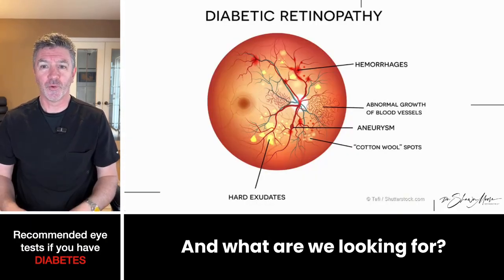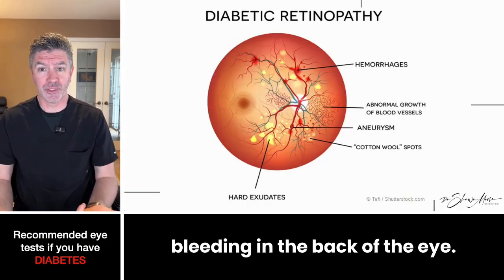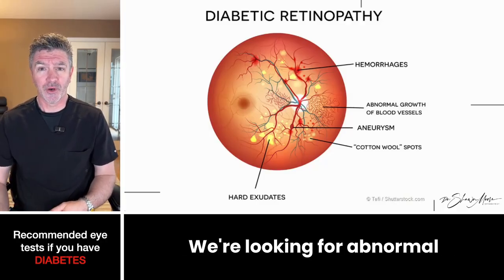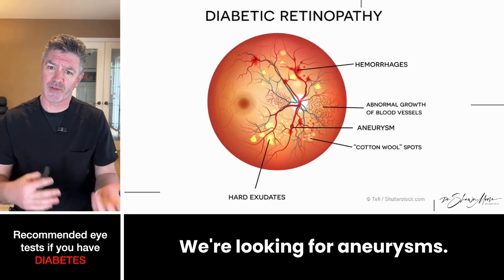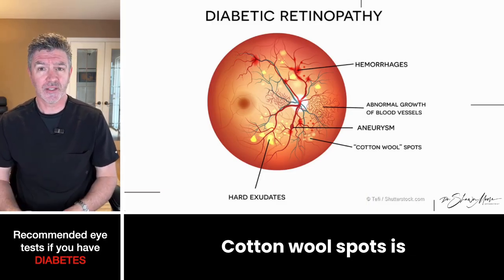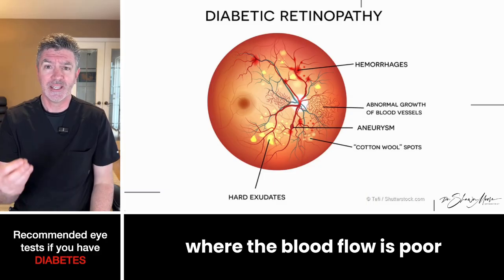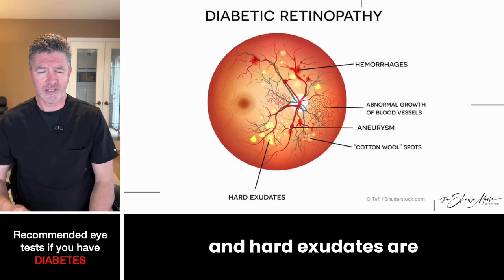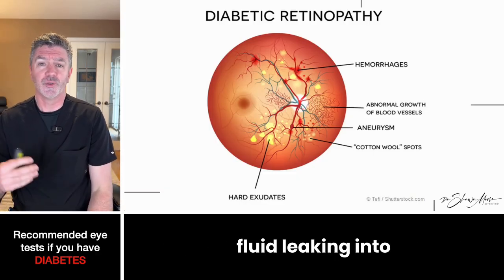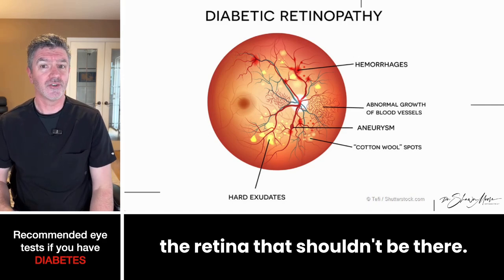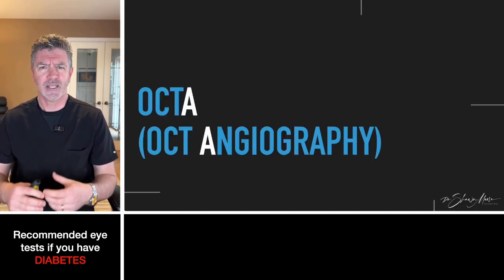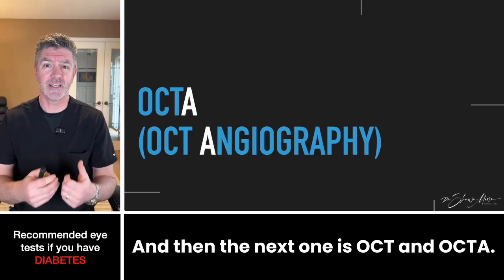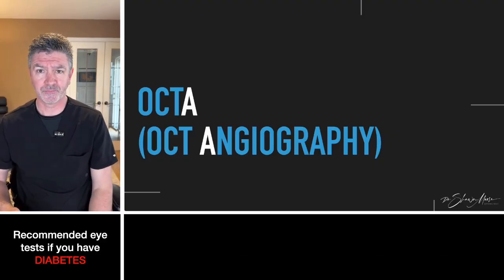And what are we looking for? We're looking for hemorrhages or bleeding in the back of the eye. We're looking for abnormal blood vessel growth. We're looking for aneurysms. Cotton wool spots is where the blood flow is poor to a certain section of the eye, so you get swelling of the nerves, and hard exudates are fluid leaking into the retina that shouldn't be there.